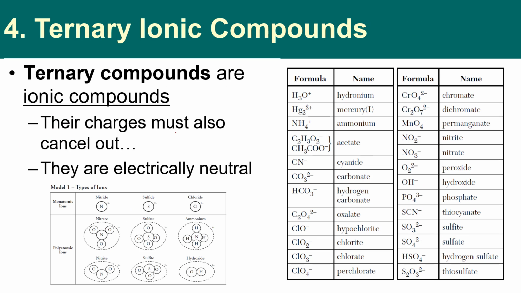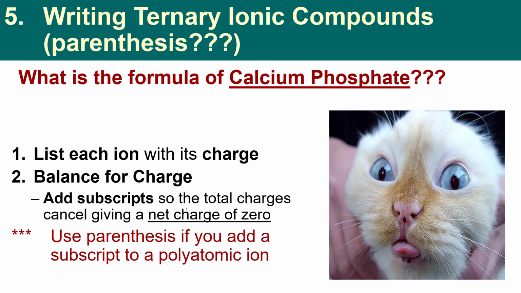So when we build the formula of a ternary compound from its name, we have to remember that the charges are going to cancel out, which is important. And that's going to make them electrically neutral and give us a net charge of 0. So let's take an example here. Let's say I want to write the formula for calcium phosphate.